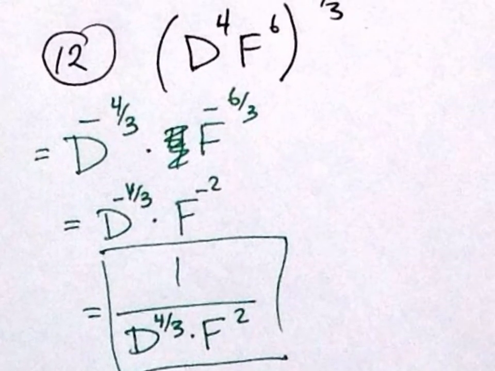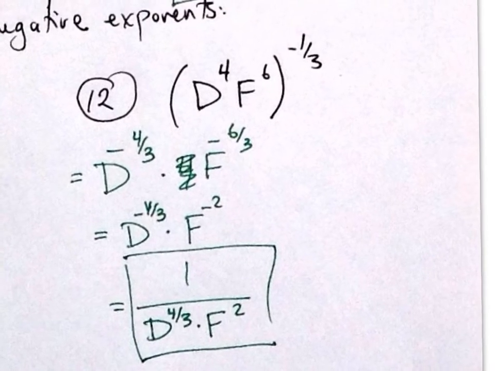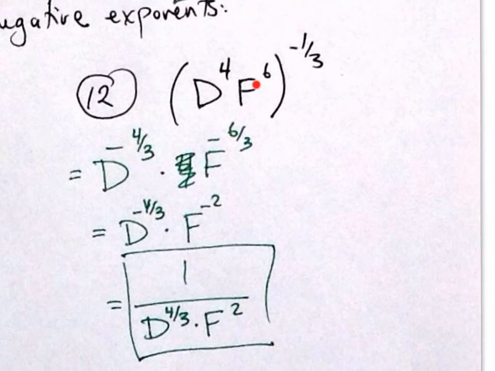And number 12, we have some stuff to the negative 1/3. So I think in essence, we're distributing the exponent. Each of these things receives the exponent. So we multiply 4 times negative 1/3, negative 4/3. 6 times negative 1/3, it's going to be negative 2.